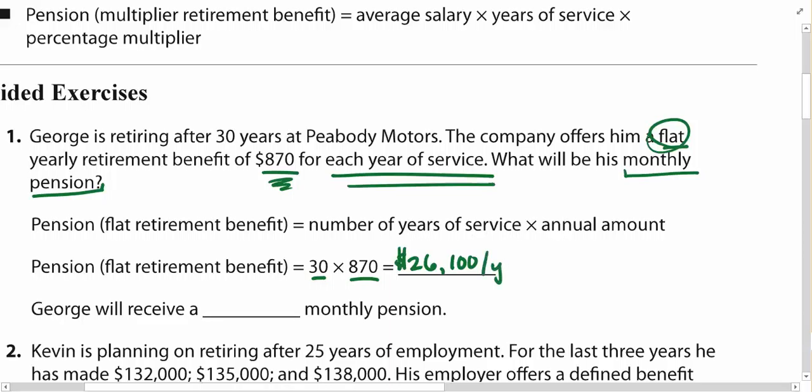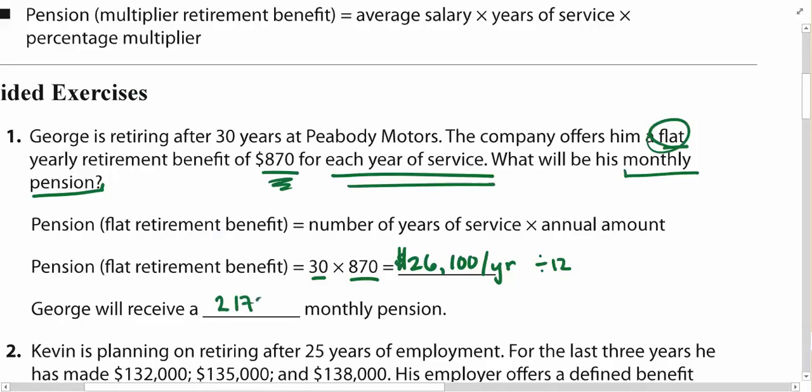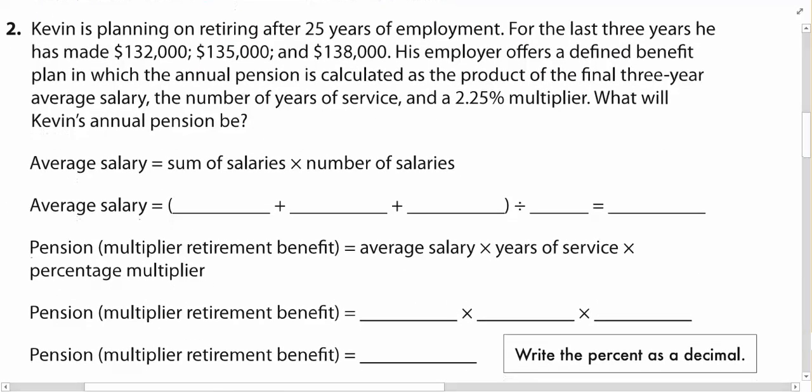So $26,100 per year. If we were to determine his monthly pension, we could take this number and divide that by 12. So this number divided by 12 leaves us with a monthly pension of $2,175. So George will receive just over $2,000 every month until he dies in his pension from the Peabody Motor Company. That's one benefit for working for this company for so long.